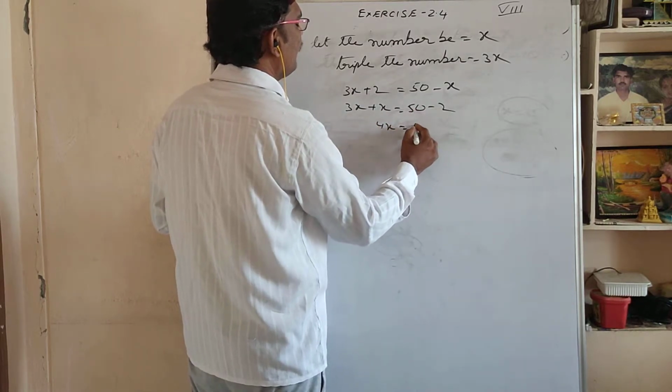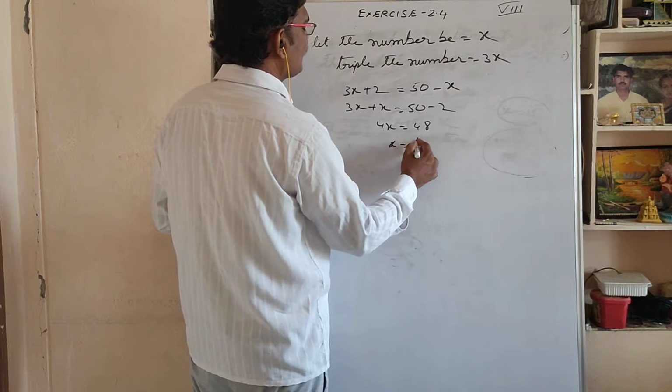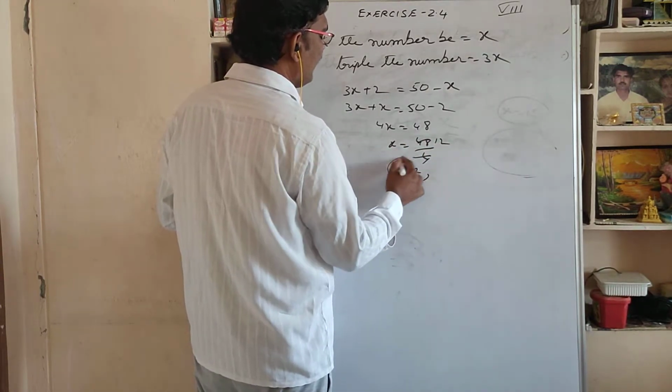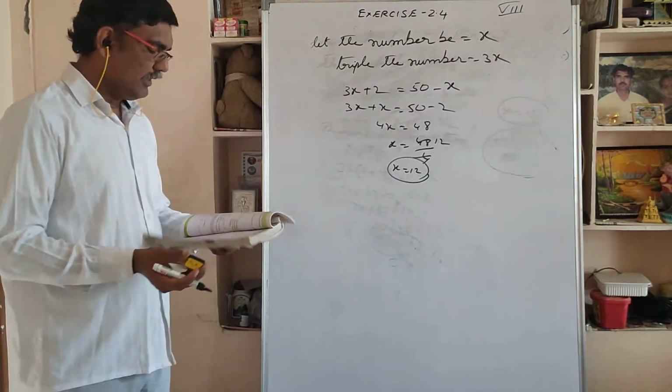From 50 subtract 2, you are getting 48. X equals 48 by 4, it is 12. X equals how much you got here? 12. Okay. Next now.